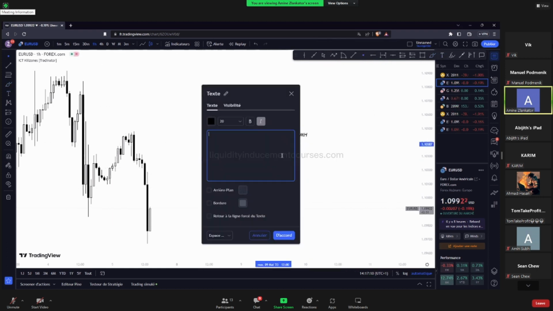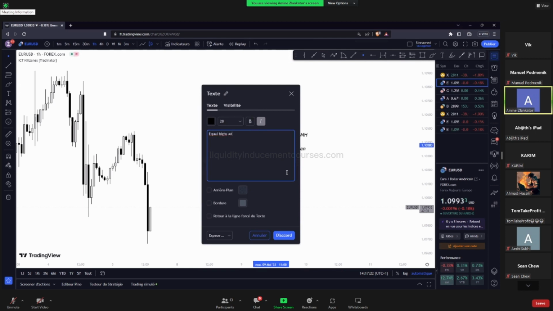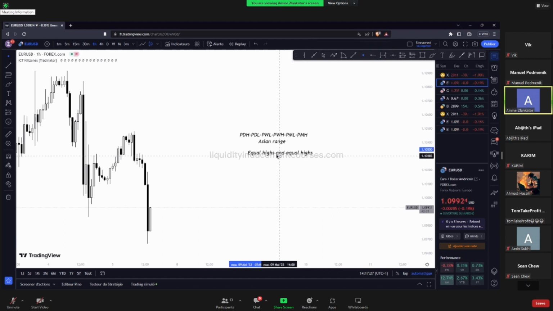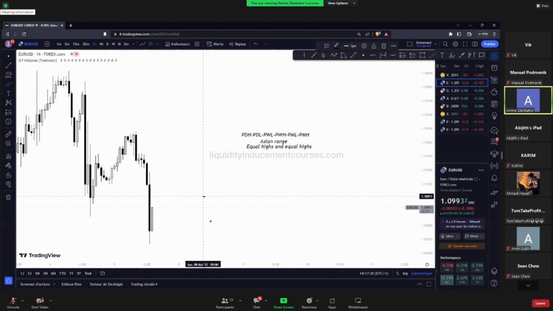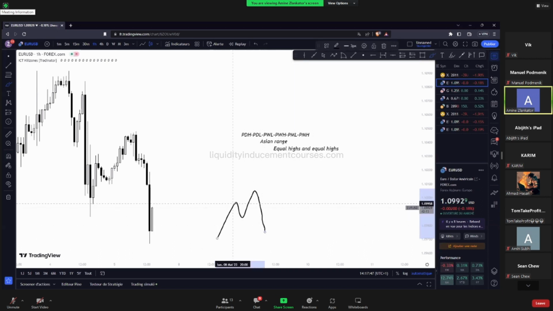So you have the Asian range. You have the equal highs and equal lows, as in double top and double bottom. But here are the rules to it. If you have a low and then another low, this is a double bottom, okay? And the first level has to be lower than the second one. If it's like this, this is taken basically. It's not a double bottom anymore. Same for equal highs. This is not a double top. This is a double top, or this.